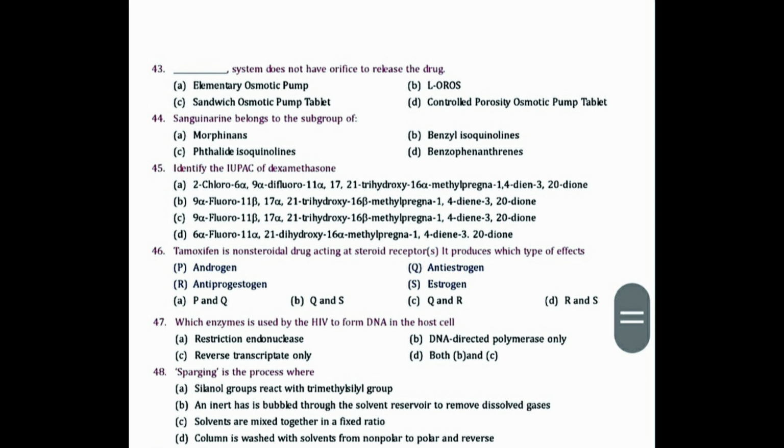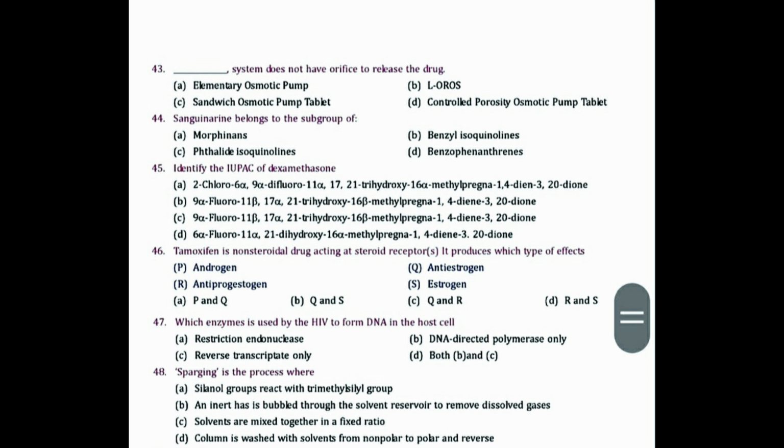Next question number 46. Tamoxifen is a non-steroidal drug acting at steroid receptors. Which type of effect is produced by tamoxifen? P, androgen; Q, antiestrogen; R, antiprogesterone; S, estrogen. Option A, P and Q; B, Q and S; C, Q and R; D, R and S. Correct answer is option A.